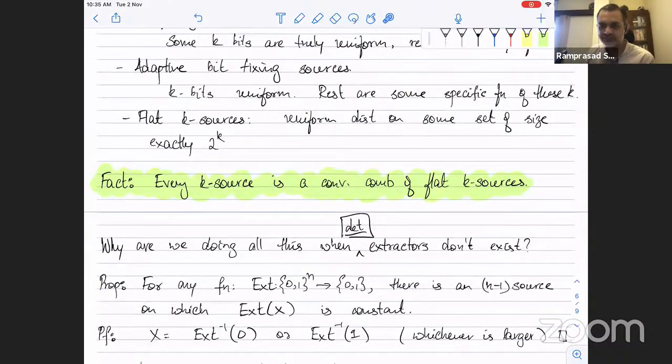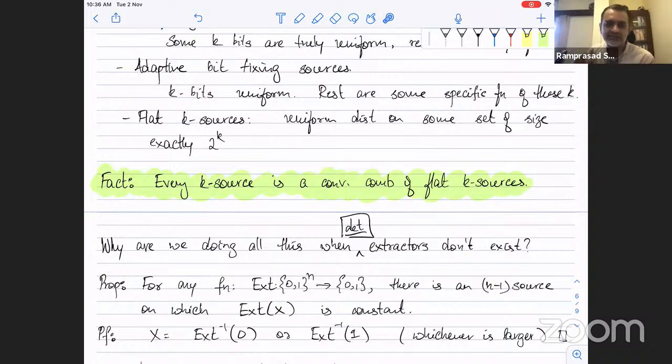to be the uniform distribution on either the pre-image of 0 or the pre-image of 1. One of these two must be at least as large as 2^(n-1) or something. Okay. And just by definition, X is now a distribution. It's a uniform distribution on at least 2^(n-1) points. So the min entropy is at least n-1. And again, by definition, the extractor on this source is always going to be a constant.